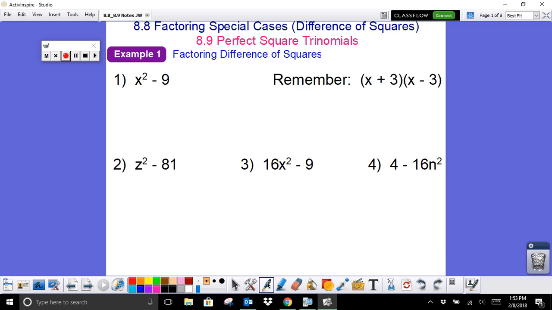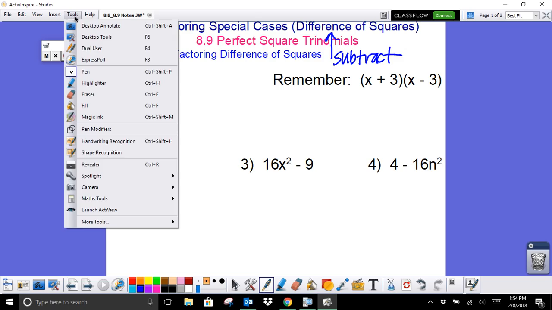So if you see a binomial, the very first question you're going to ask yourself every single time is, is it a difference of squares? Okay, so let's talk about what that means. So what does the word difference mean? Well, difference means to subtract. So up here where it says difference of squares, that means to subtract. So these two squares are going to have to be subtracted. The only really confusing part of this is that you have to know your perfect squares. And it doesn't say that anywhere on here, but you have to know what a perfect square is.